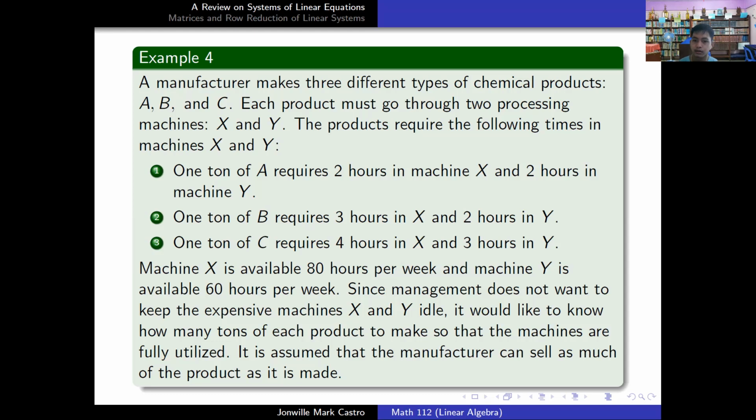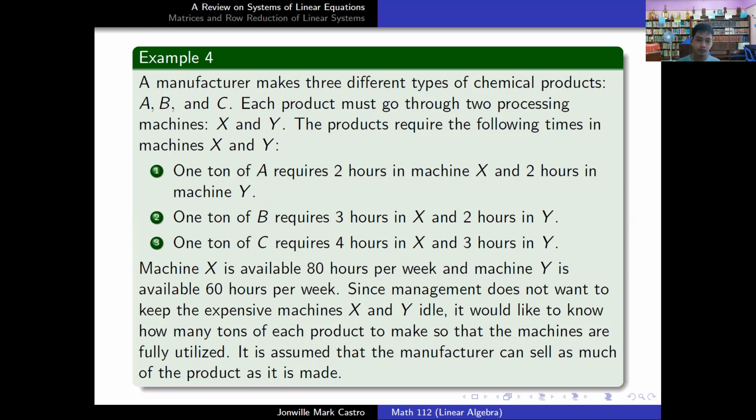Since management does not want to keep the expensive machines X and Y idle, it would like to know how many tons of each product to make so that the machines are fully utilized. It is assumed that the manufacturer can sell as much of the product as it is made.